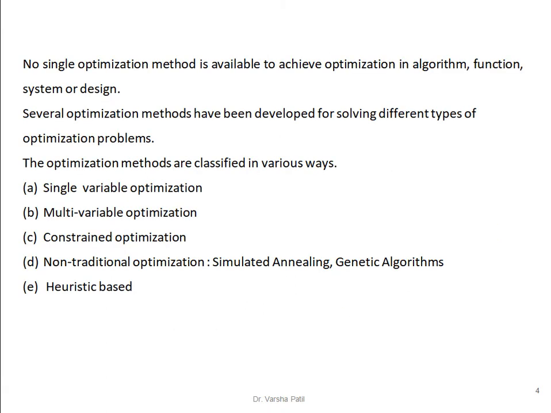No single optimization method is available to achieve optimization in an algorithm, function, system or design. Several optimization methods have been developed for solving different types of problems. The optimization methods are classified in various ways. This is not the standard way of classification; various classification ways are there. So this is one way: single variable, multivariable, constraint, non-traditional like simulated annealing and genetic algorithm, and heuristic-based optimization.